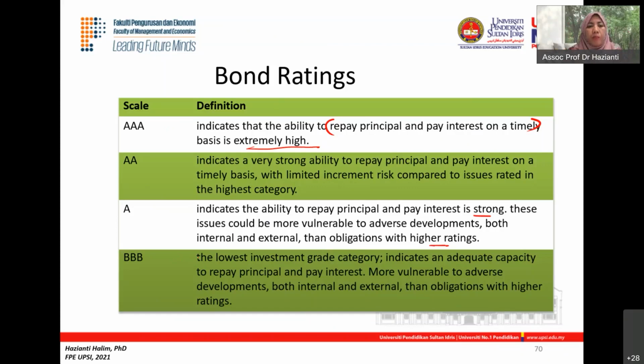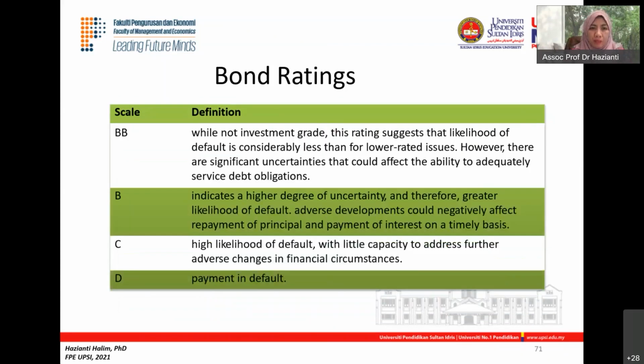Then they come up with this rating. Okay. Triple B, lowest investment grade category, indicates adequate capacity to repay, cukup-cukup je nak repay, more vulnerable to adverse developments, both internal and external, than obligations with higher rating. Not bad lah sampai triple B ni kan. Double B, not investment grade. This rating suggests that likelihood of default is considerably less than for a lower rated issue. Boleh, but default dia low lah, quite low. However, there are significant uncertainties that could affect the ability to adequately service that obligation.